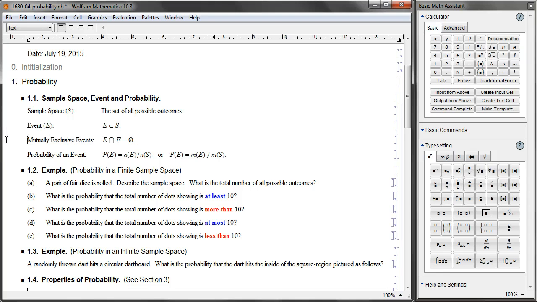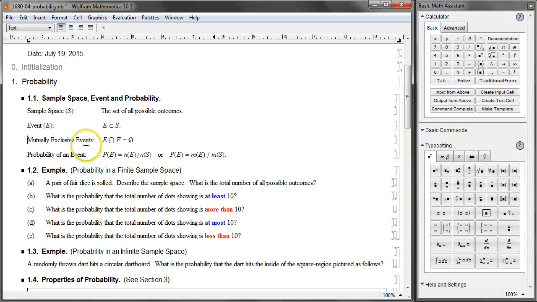For example, if E is an even number and F is an odd number in a roll of a die, then that's a good example of mutually exclusive events. E is an even number, F is, say, 1 or 3. Again, that's a good example of mutually exclusive events. E is an even number, F is, for example, 1, 2, 3. In that case, no, because there is an overlap. There's 2.